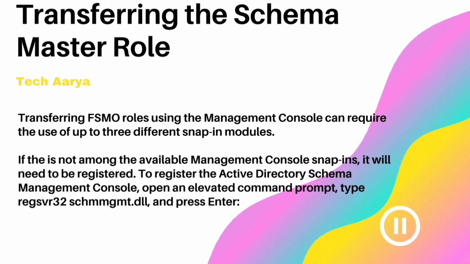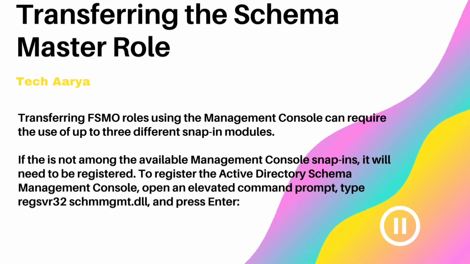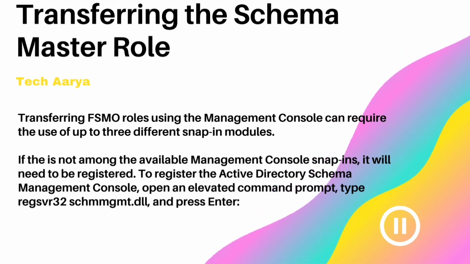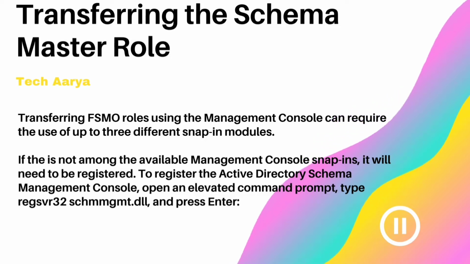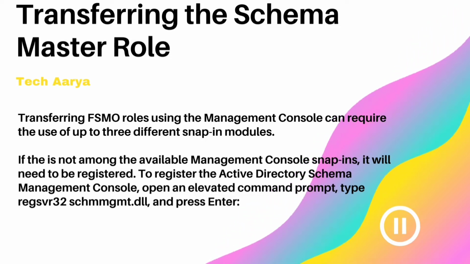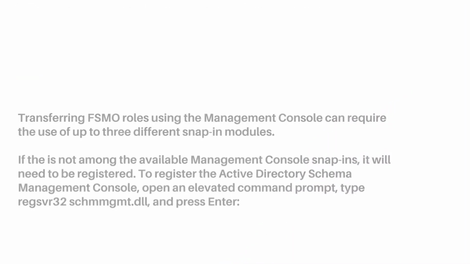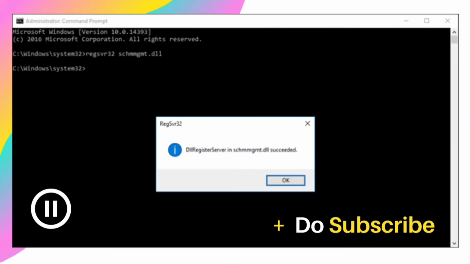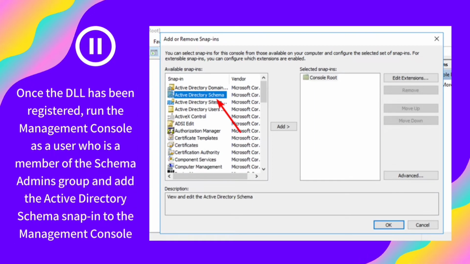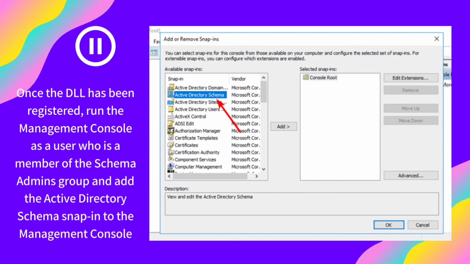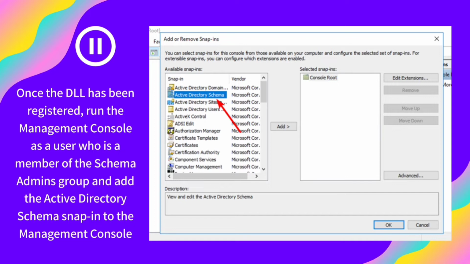If this is not among the available management console snap-ins, it will need to be registered. To register the Active Directory Schema Management Console, open an elevated command prompt and type the below command and press enter. Once the DLL has been registered, run the management console as a user who is a member of the schema admins group and add the Active Directory Schema snap-in to the management console.